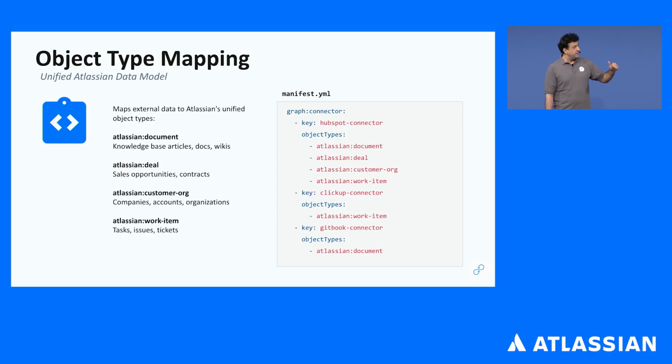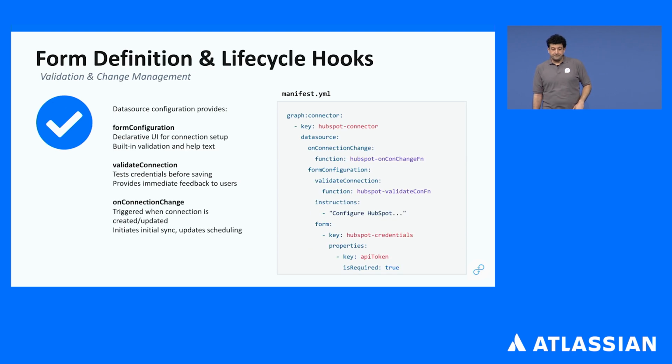For each connector, upfront, we have to define the object types. But the object type configuration, again, is not for the application, but rather for individual connectors. For HubSpot, we actually get documents, deal, customer organization, and like we saw before, the work item information. But for Gitbook, we only need the documents. That's why we have different configurations for different connectors.